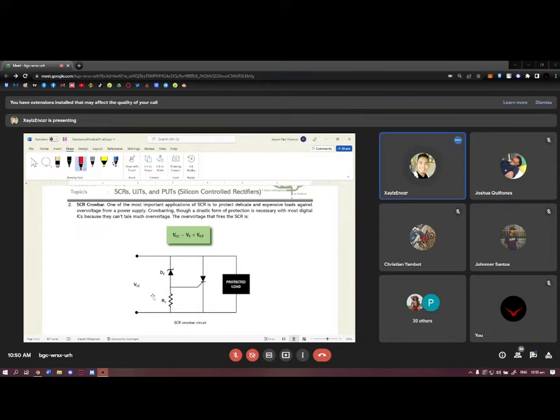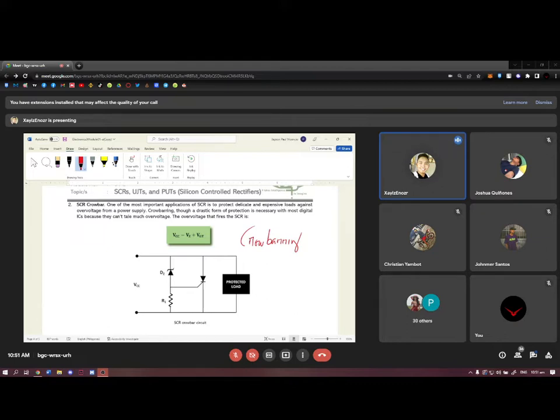Another application is the crowbar, SCR crowbar. What is crowbarring? Crowbarring is a technique in electronics where you put overvoltage protection on your delicate components in the circuit. So you put in a circuit to protect your delicate components once an overvoltage occurs. Specifically for our ICs, because integrated circuits are very sensitive to overvoltage. Once it over-voltages, your IC is damaged.